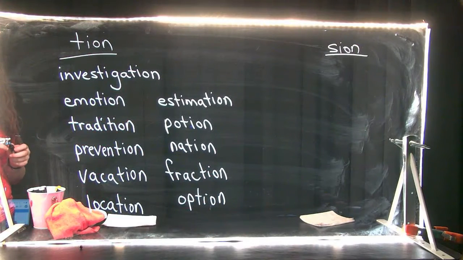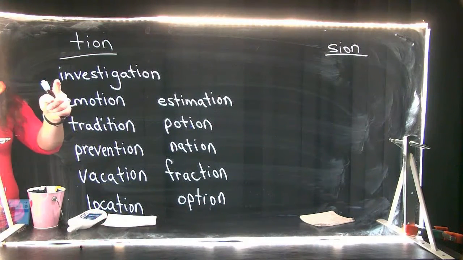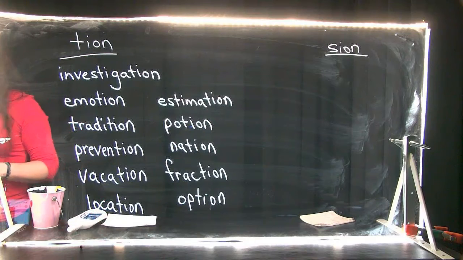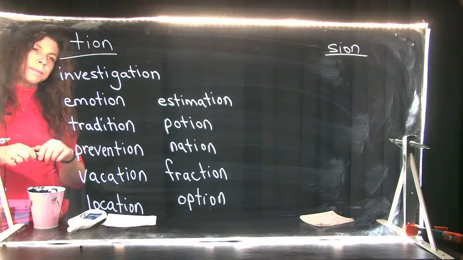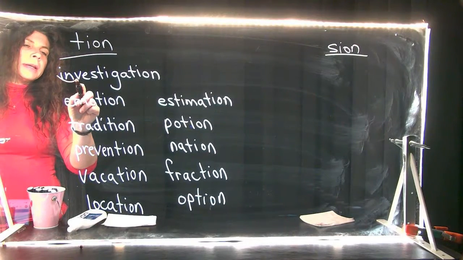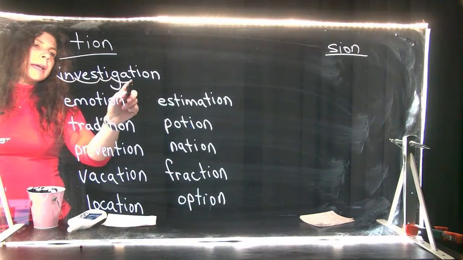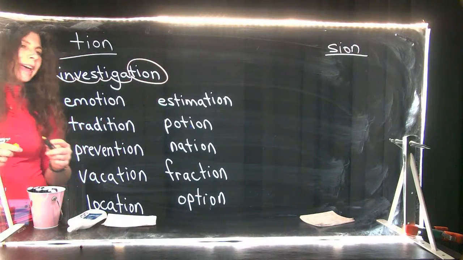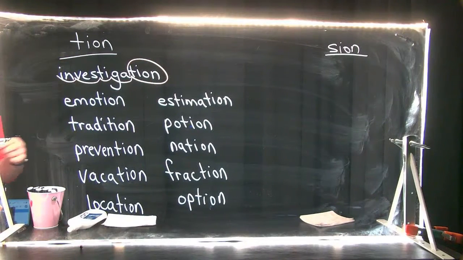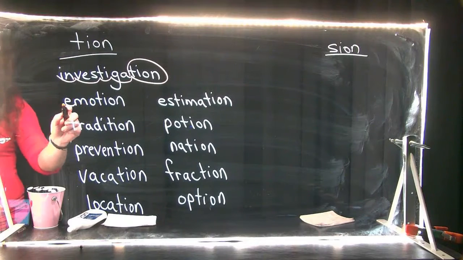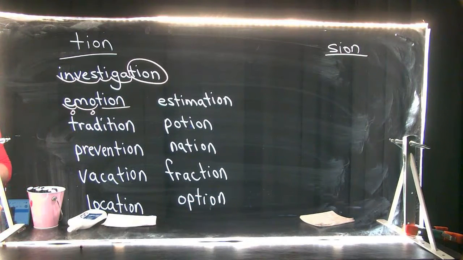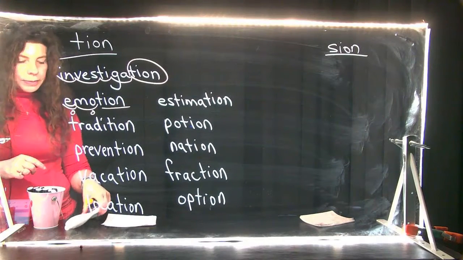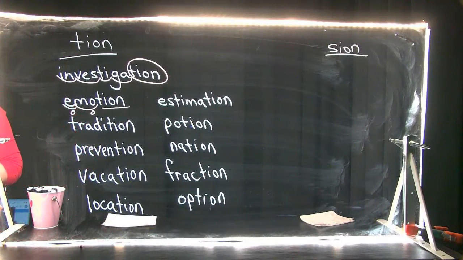Can you read these words? Investigation. That's a long word. So sometimes, third grade, when you look at these words, you don't try to break them down. They can be broken down. Investigation. Emotion. That's two open syllables, and then your shun. Tradition. Tradition is something like what you do during Christmas or holiday with your family.